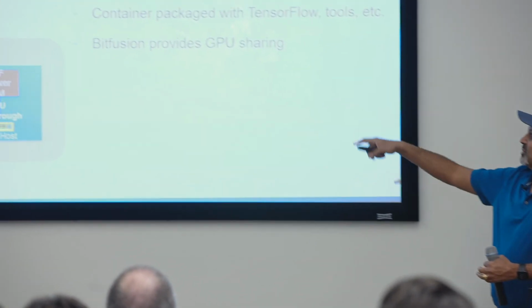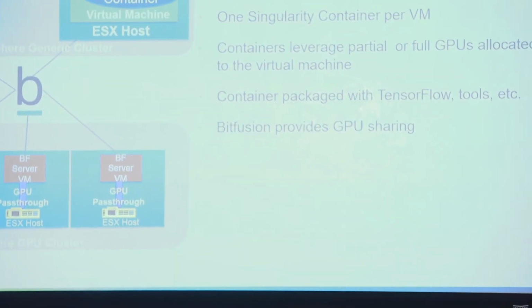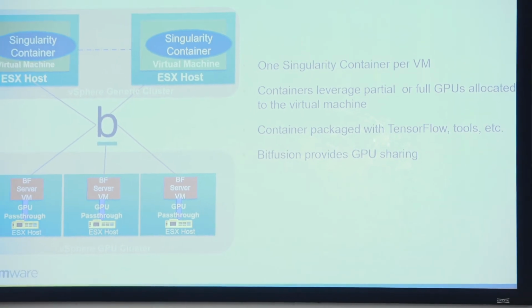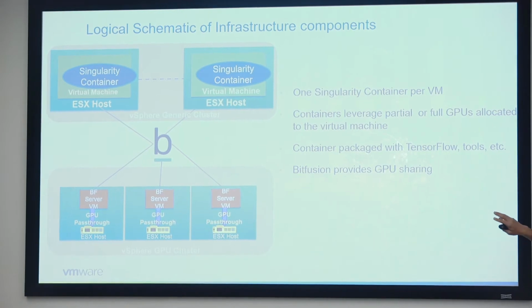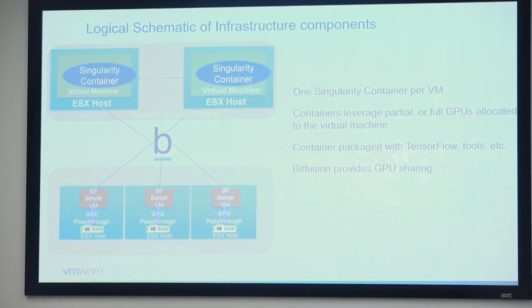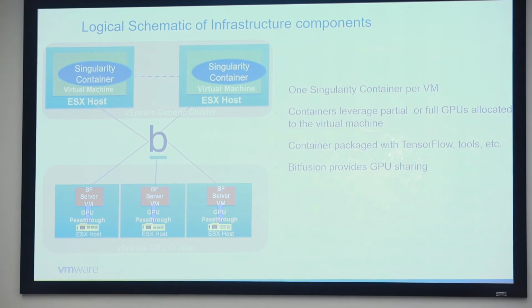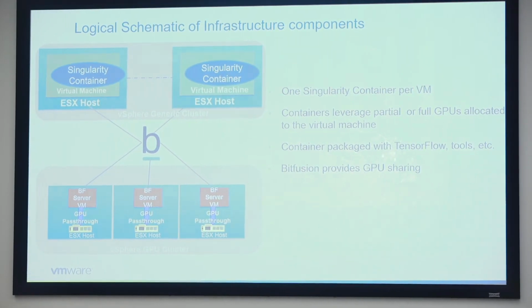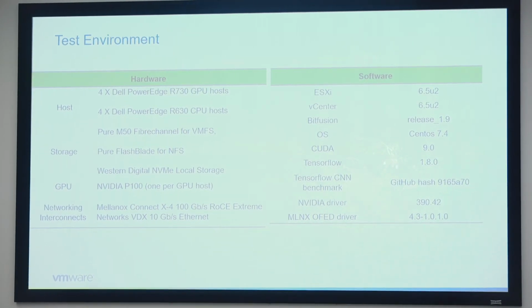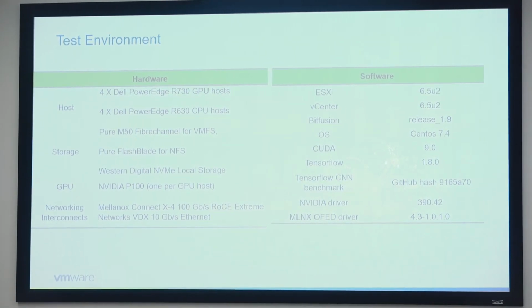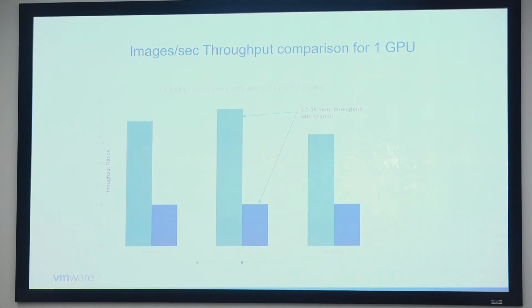So this is kind of what we did. We used Bitfusion. We had a bunch of hosts with GPUs at the bottom. We had a single virtual machine shown in green, with the Singularity containers inside the virtual machine, one VM per container model. Then we ran this kind of test environment. We had a bunch of specs. We used Mellanox 100 gigabit RoCE for our connectivity for our GPUs. So let's look at what we did here.